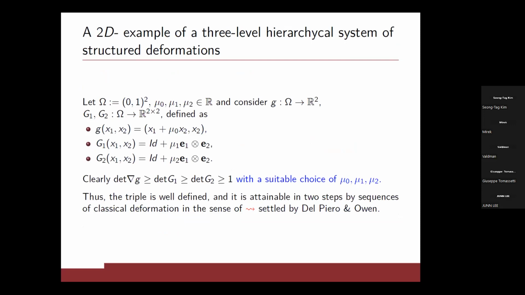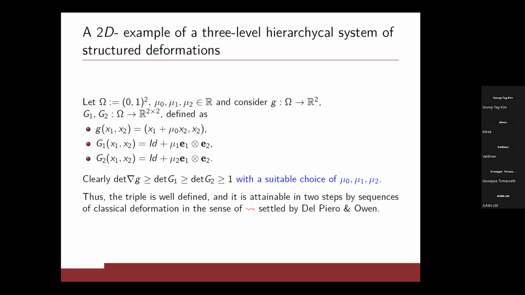So somehow the same example that I was making before for the deck of cards can be made here. Morally, you can consider three fields, say g of x1 and x2 to be x1 plus mu0 x2 and then x2. Then you can define G1 to be the identity matrix plus mu1 tensor product mu2, and the same for G2 with a different constant mu2. Clearly, choosing mu0, mu1, and mu2 appropriately, you have the accommodation inequality in this setting.